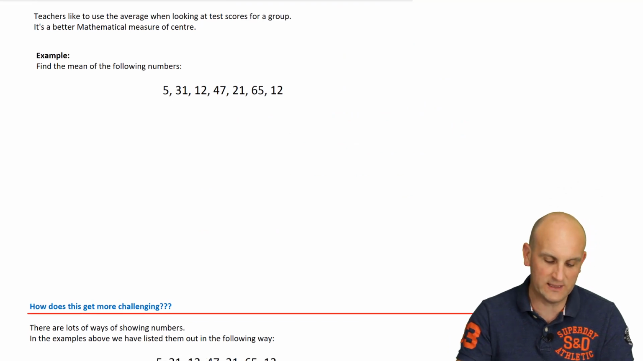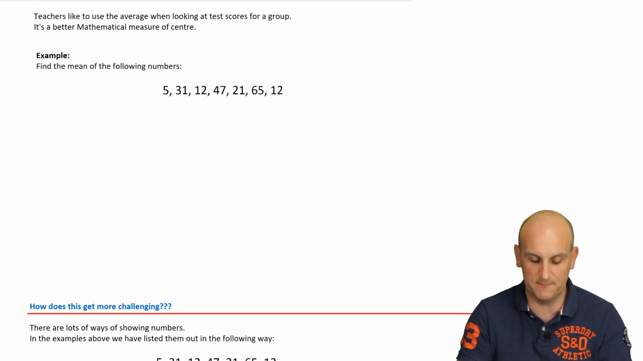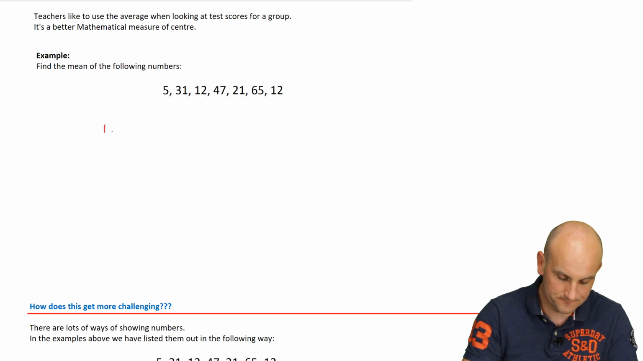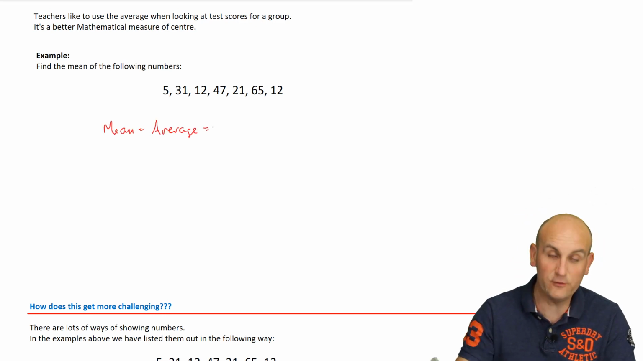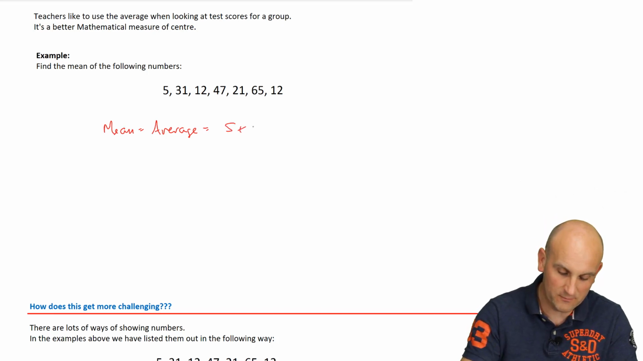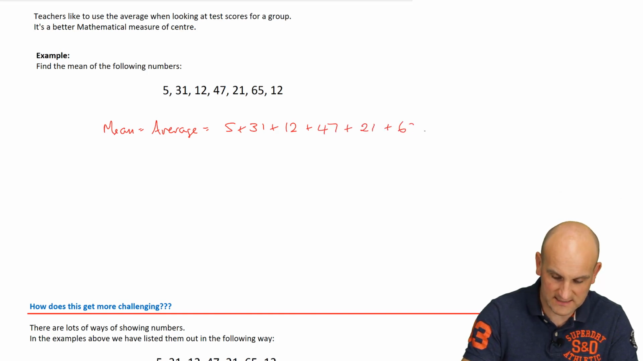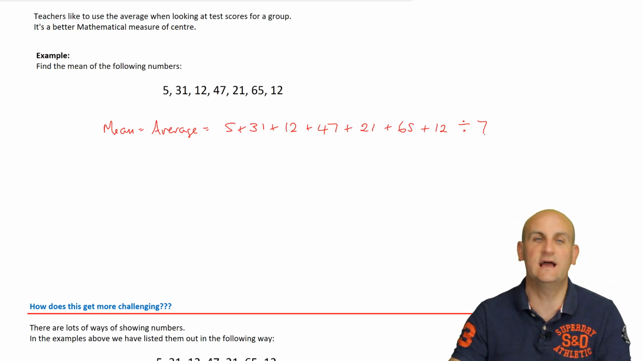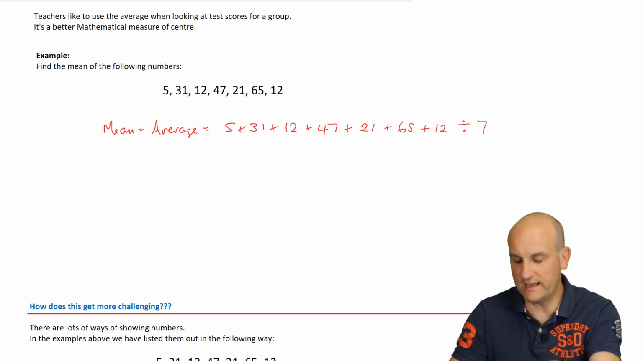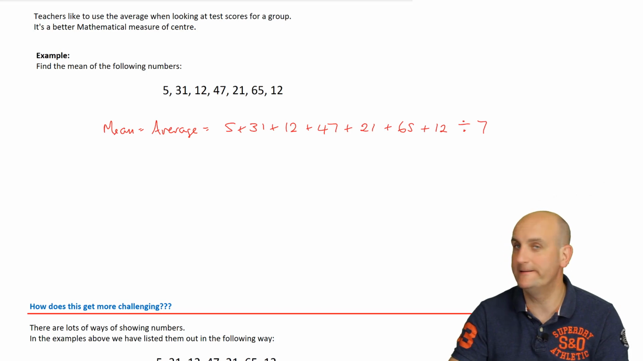So let's have a look at finding the mean of these numbers. So to find the mean, which is also equal to the average, I add all those numbers together. So I'm going to do 5 plus 31 plus 12 plus 47 plus 21 plus 65 plus 12, and then I'm going to divide it by 1, 2, 3, 4, 5, 6, 7. Off you go, put that into your calculator and see what you get. Yeah, no, it's okay. I'll wait. It's fine. Keep going.